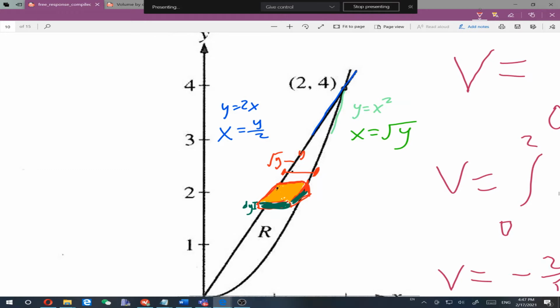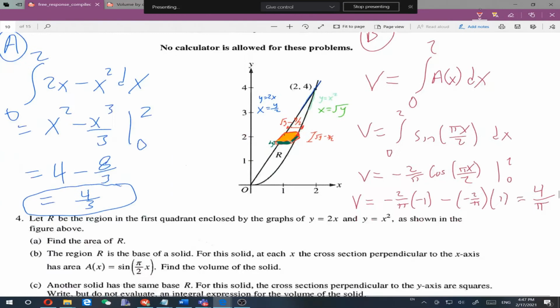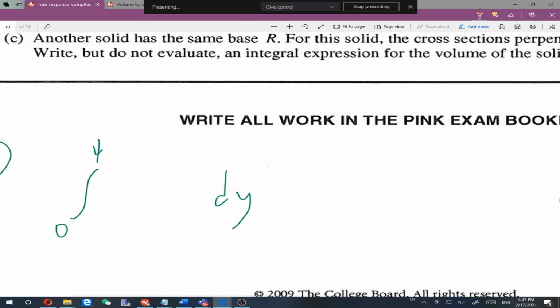And because this is a square, this distance from here to here is also root y minus y over 2. Okay, so if I go in, this is a square, so when we multiply both of those together, I'll get root y minus y over 2, squared.